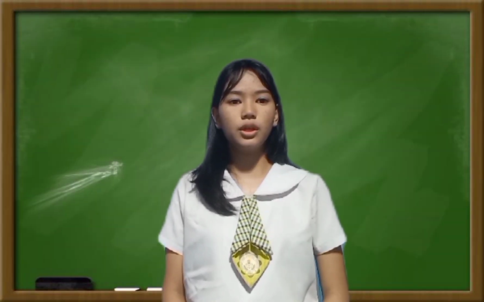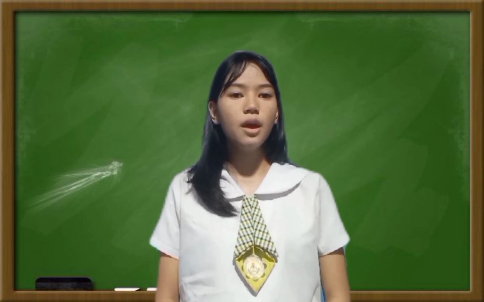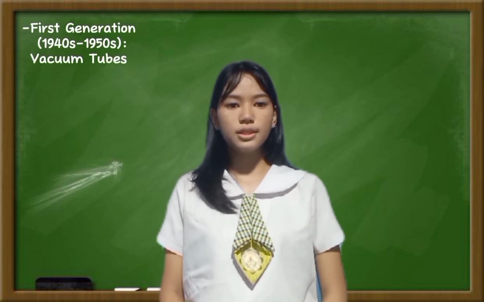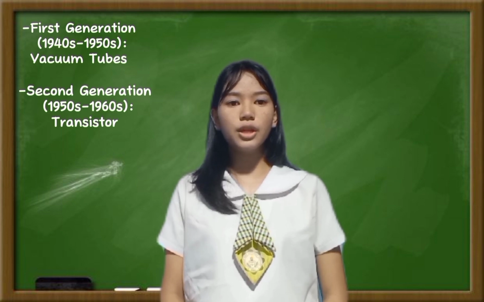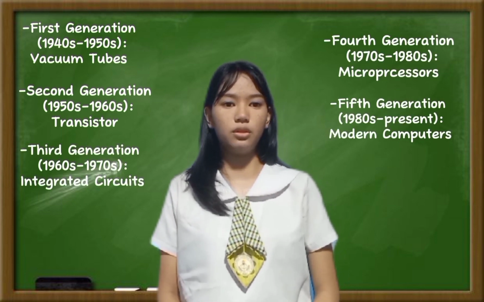The generations of computers are typically divided into 5 distinct pieces. First generation, second generation, third generation, fourth generation, and fifth generation.